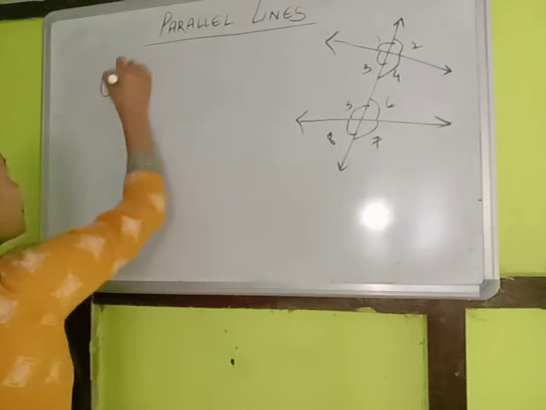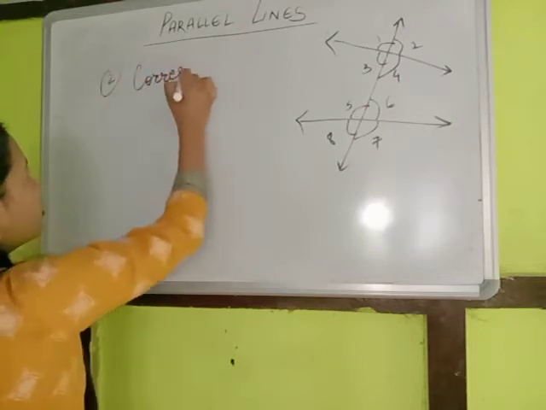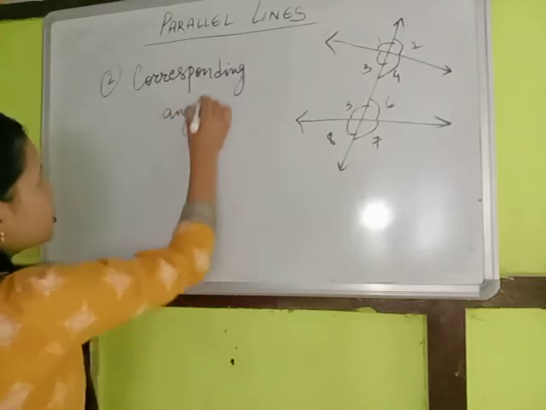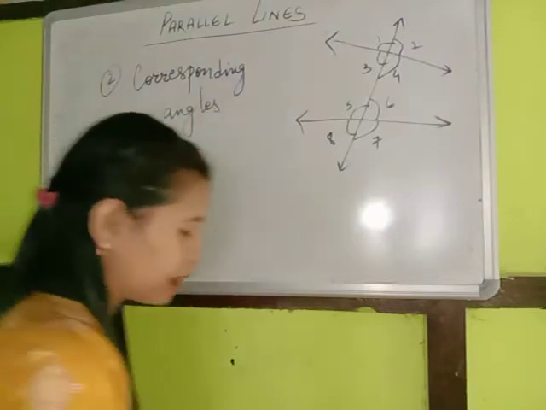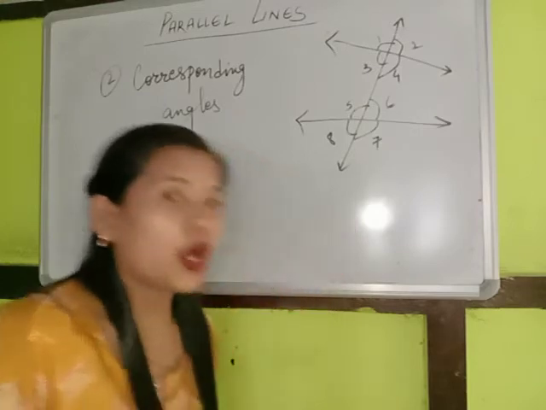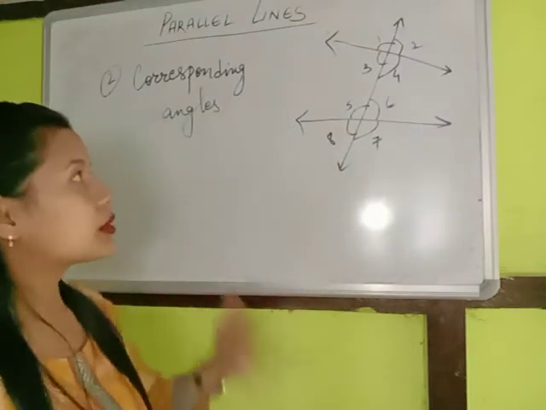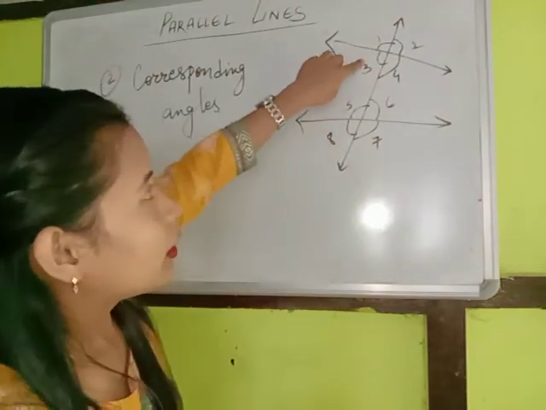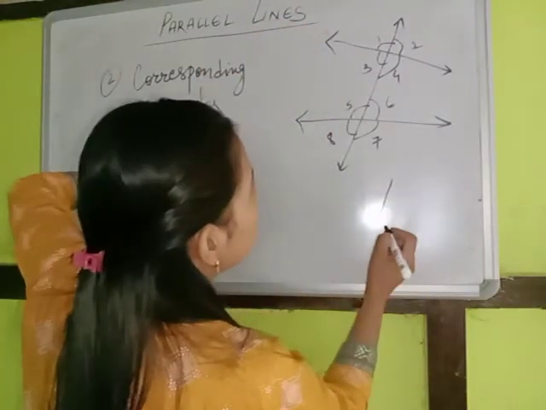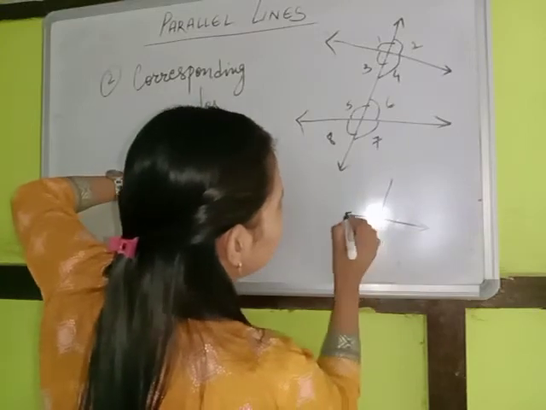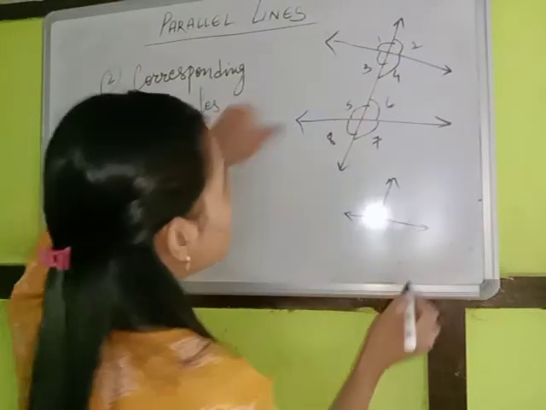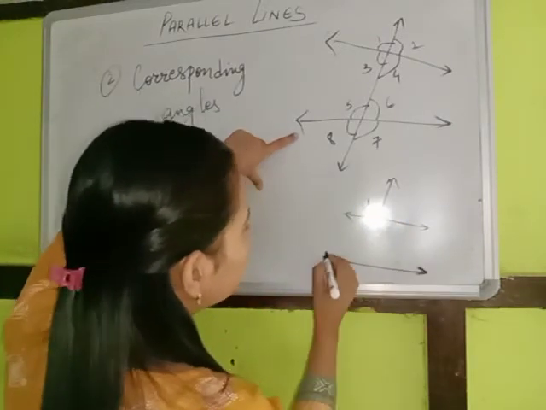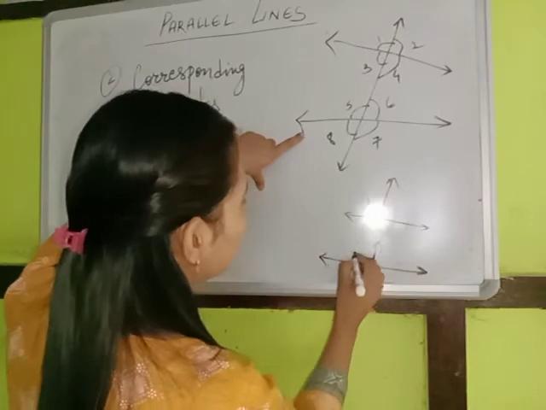Number 2 that we have is corresponding angles. Whenever we look for corresponding angles, remember that we check for the position, the positions that correspond to each other. I'll draw this separately. I'm drawing only the upper part. I just want angle 1, and here I just want angle 5.